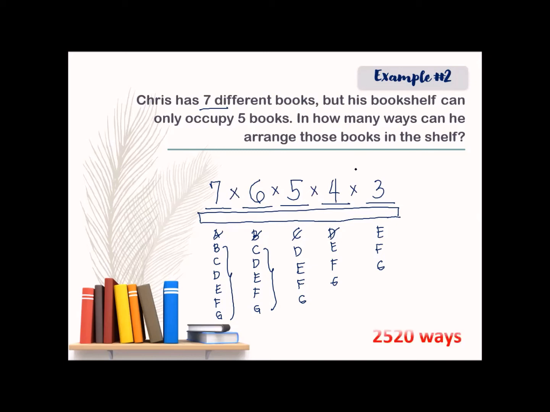Okay, so the answer there is 2,520 ways. So that's how you solve that kind of problem. So imagine it, kung makakailang klase ka ng arrangement doon sa shelf na yun, there are a lot of ways. Okay? So another one.